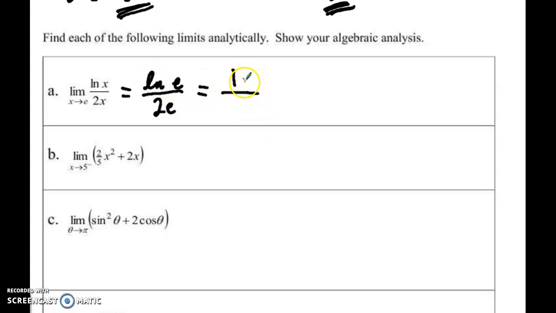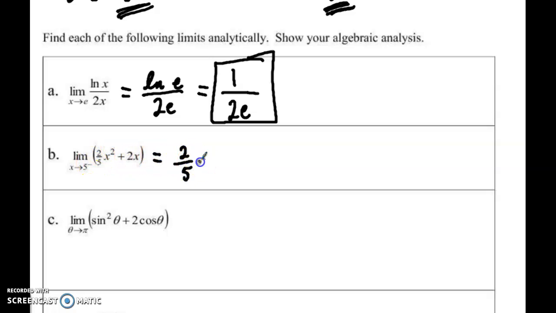Natural log of e, you should know, cancels out as 1, and 2e is nothing special, just leave it like that. So direct substitution there. If we look at the next one, this is continuous everywhere. So as you plug in 5, 2/5 times 5 squared, don't worry that says 5 from the left side because it's continuous, plus 2 times 5. And let's see, 5 squared is 25, divided by 5 is 5 times 2 is 10, plus 10 is 20.